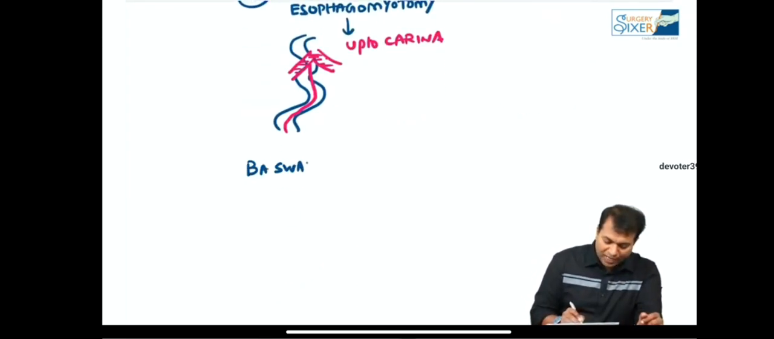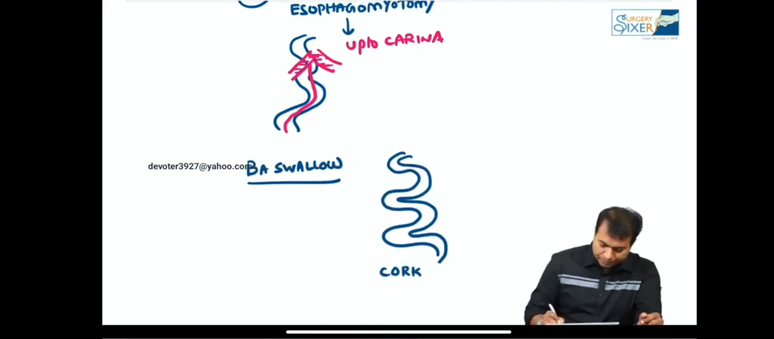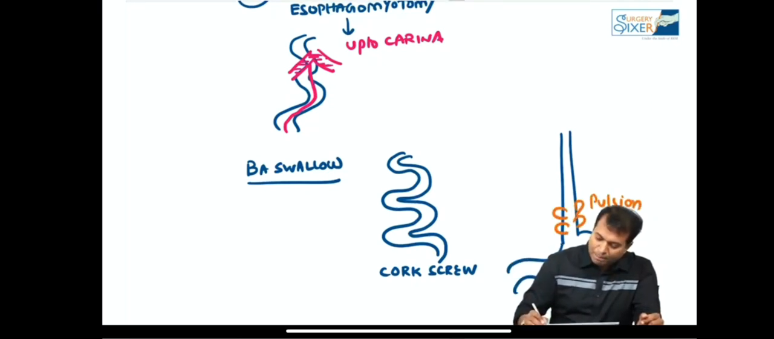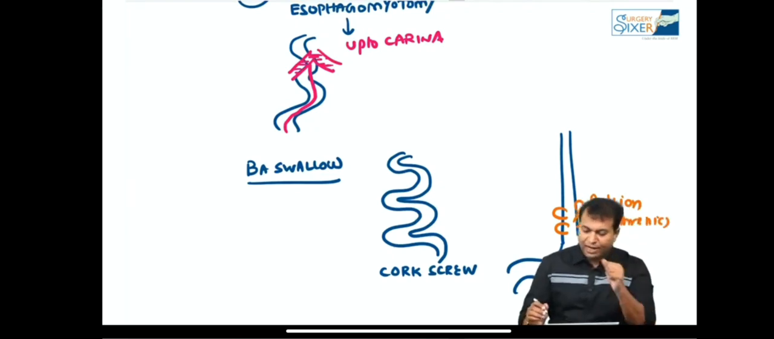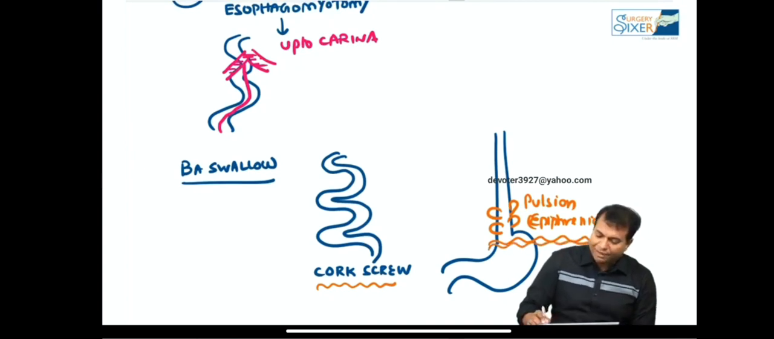Barium swallow of these two cases. What are the findings? I'm going to show you this image. This is a corkscrew esophagus. DES will have a corkscrew esophagus, and nutcracker will have this type of diverticulum in the lower esophagus, known as a pulsion or epiphrenic diverticulum. Pulsion or epiphrenic diverticulum is seen in nutcracker esophagus. DES will have a corkscrew esophagus.